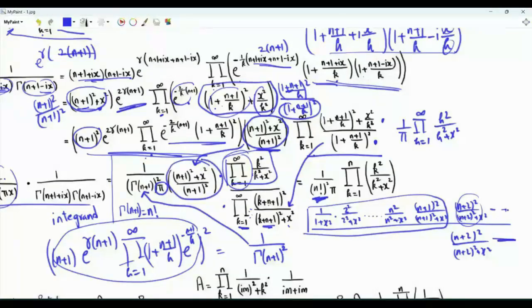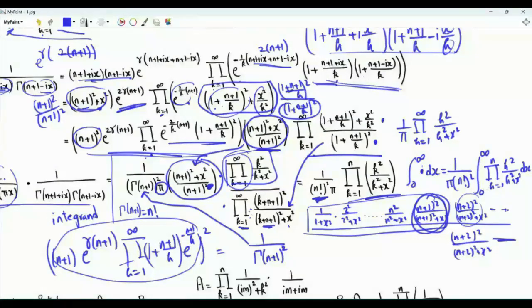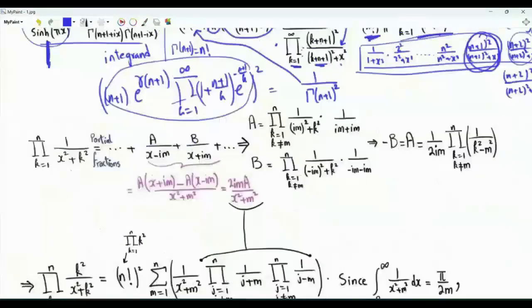We also have this ratio here. This one together with this have a product of 1. We are left with the product k from 1 to n, k squared over k squared plus x squared. Our integral is 1 over pi factorial n squared, integral from 0 to infinity, this product here. Since we are integrating a product, it may be a good idea that we do partial fractions.